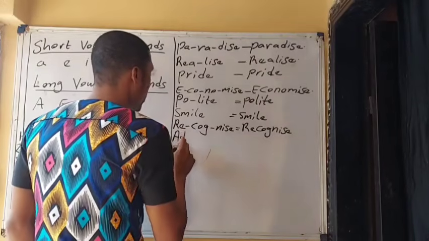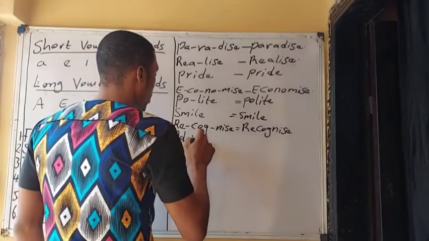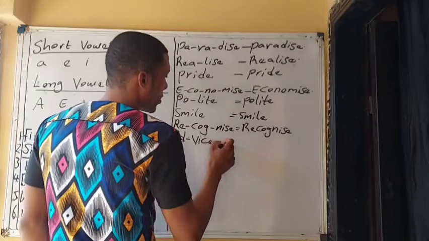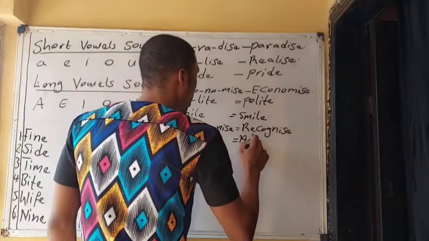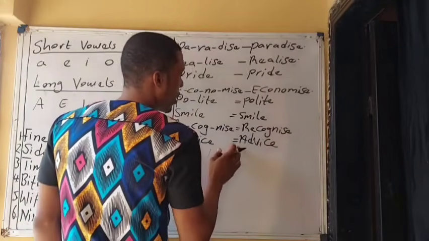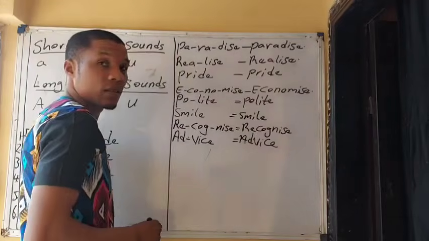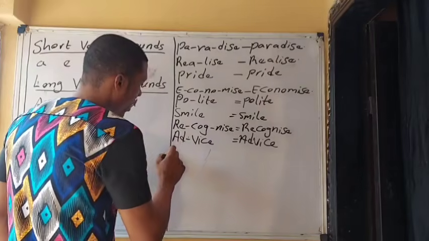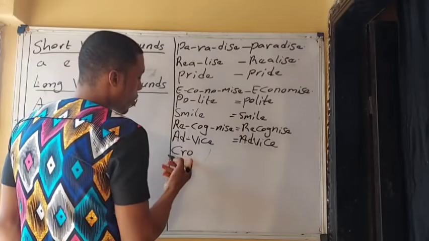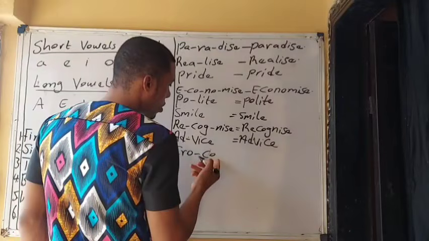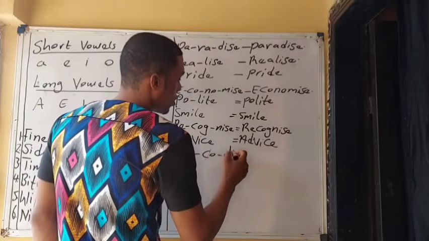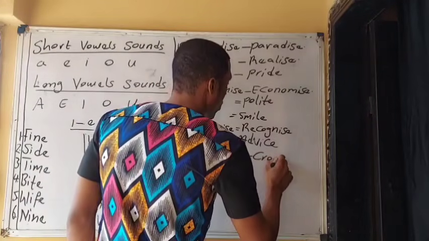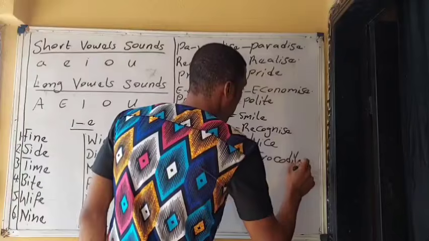Next, we have AD, vice. Advice. If we bring it together, we have what? Advice. Next, we have crocodile. If we bring it together, we have crocodile.